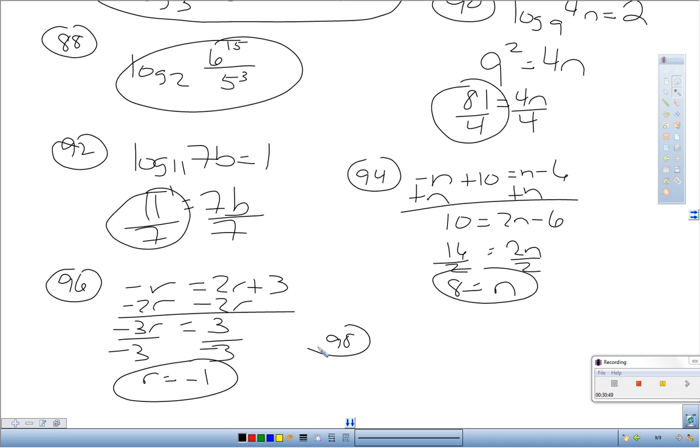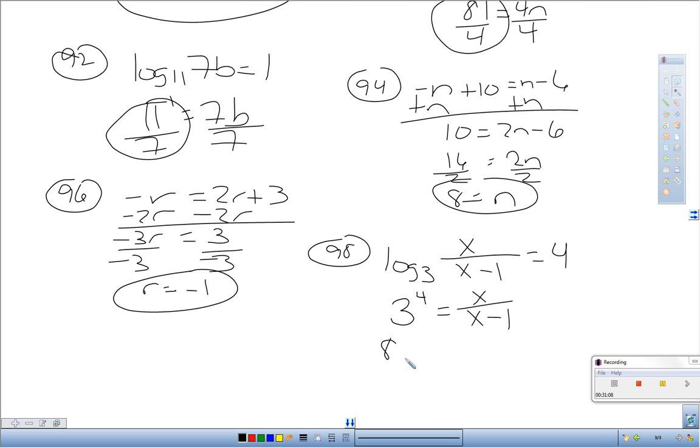For 98, the logs aren't going to cross out, so you've got to rewrite this one. So it's going to be log base 3 of x over x minus 1 is equal to 4. Now you can rewrite it. Start with the base of 3, jump the fence, power 4, jump the fence back, x over x minus 1.